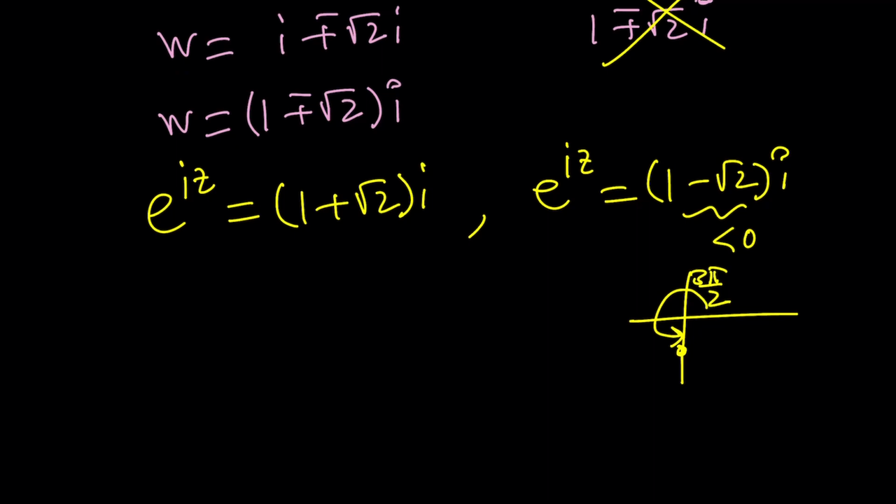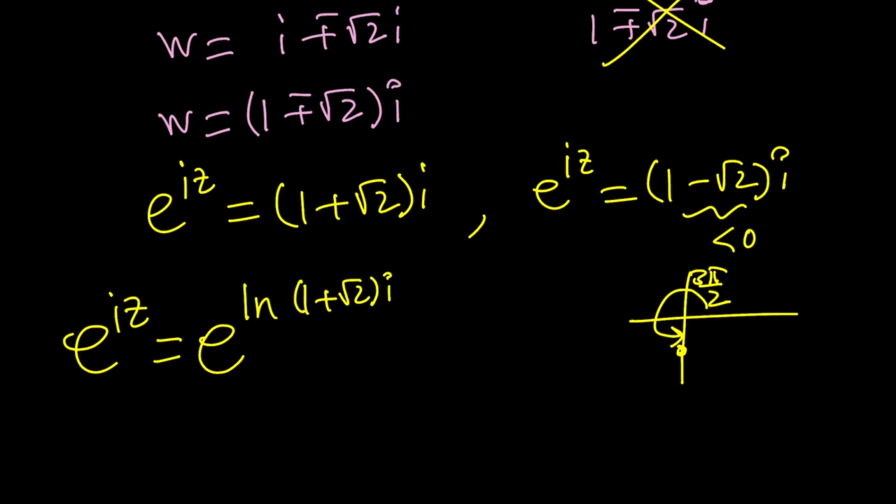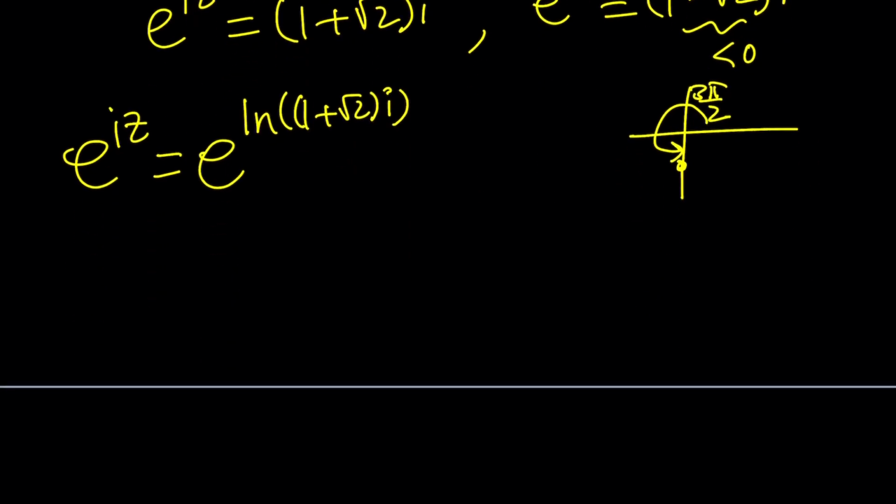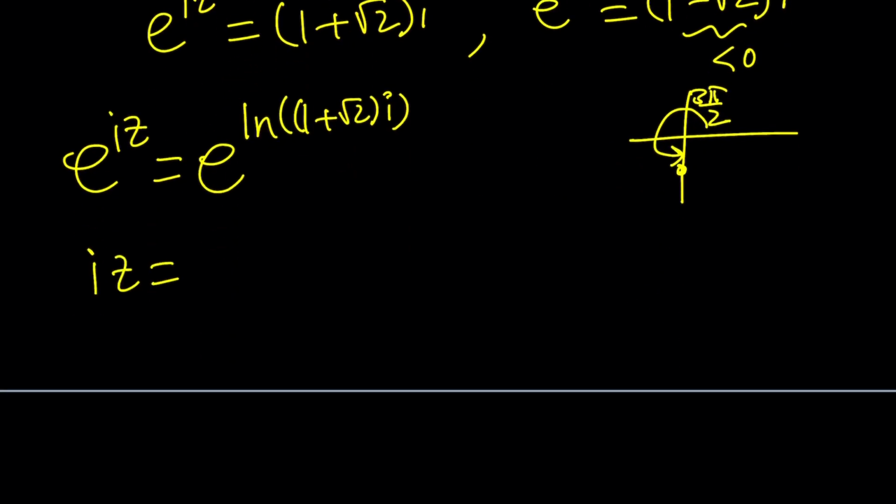So here's what I'm going to do. I'm going to go ahead and write this as follows. e to the iz, and I can write this as e to the ln (1 plus root 2) i. I got to be careful. I'm not multiplying ln of something by i, but I'm ln-ing something times i. Makes sense? So I got to use 2 sets of parentheses. And then from here, iz equals ln of (1 plus root 2) times i.